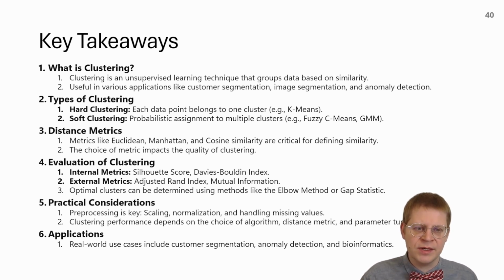Clustering groups data by similarity without requiring labels, making it a useful technique. Hard clustering strictly assigns points to one group, while soft clustering allows overlap. Distance metrics define similarity and directly impact results. Evaluating clusters ensures quality, and preprocessing is key to fair comparisons. From customer segmentation to anomaly detection, clustering is widely applicable across domains. Think of this summary as a checklist. Each point reflects a crucial aspect of successful clustering.